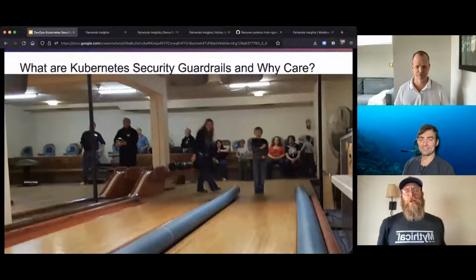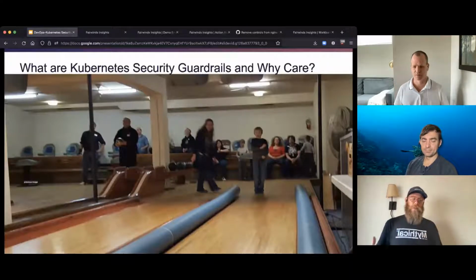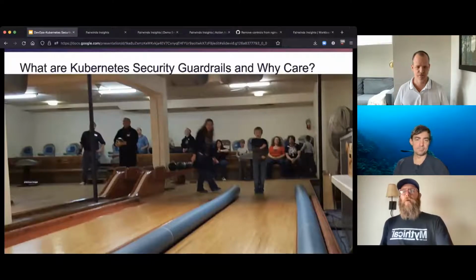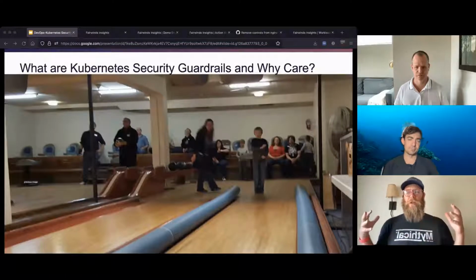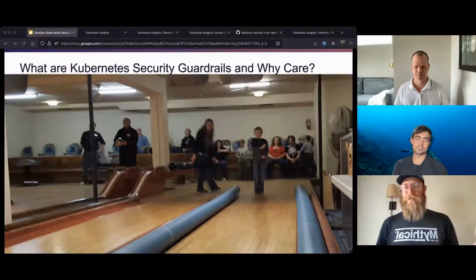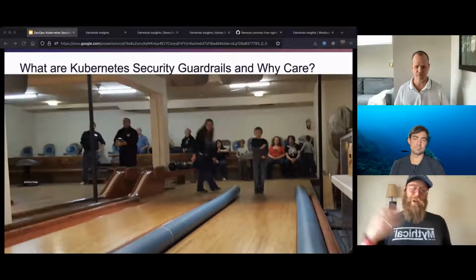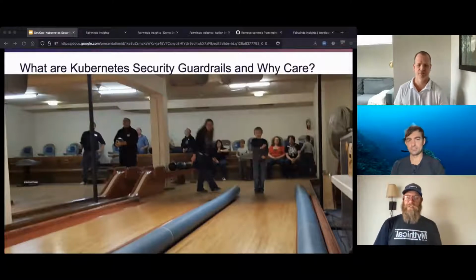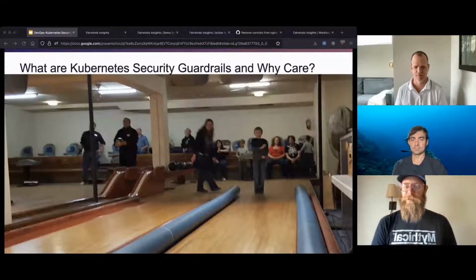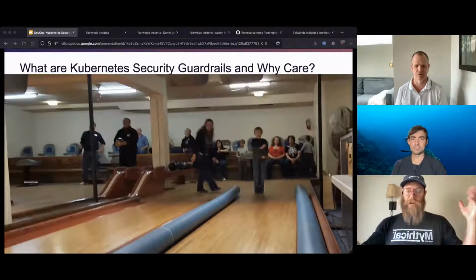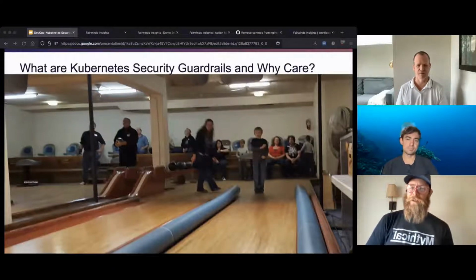So let's talk about what Kubernetes security guardrails are and why we care. And maybe before we dive into that specifically, let's talk about why we need guardrails in Kubernetes at all. I mean, why do we need security guardrails anywhere, not just Kubernetes? Let's start there, Ivan, and then we'll talk about some of the specifics of why Kubernetes is different and a new paradigm, Robert. But let's start, Ivan, with guardrails at all. Why does anybody need guardrails?